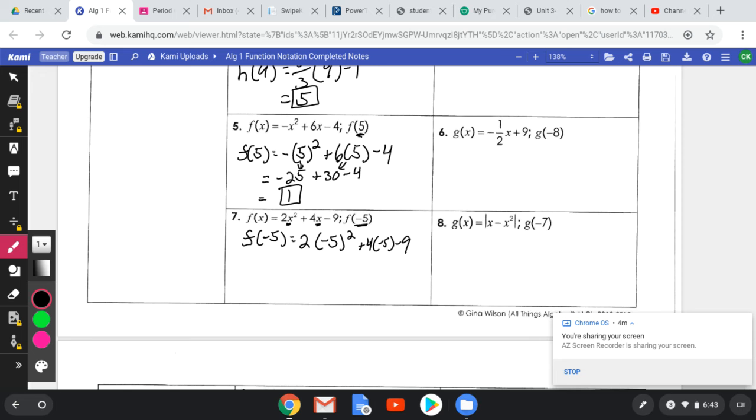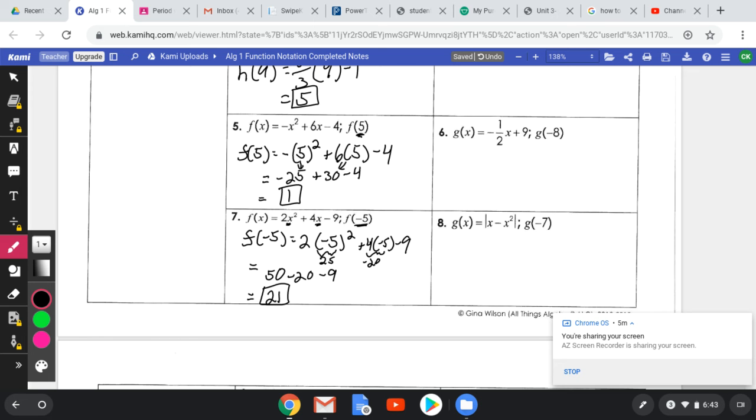Following order of operations, this would be 25. And then I would do 2 times 25, which gives me 50. 4 times negative 5 is negative 20, so minus 20, and minus 9. And then finish off here, 50 minus 20 is 30, 30 minus 9 is 21.